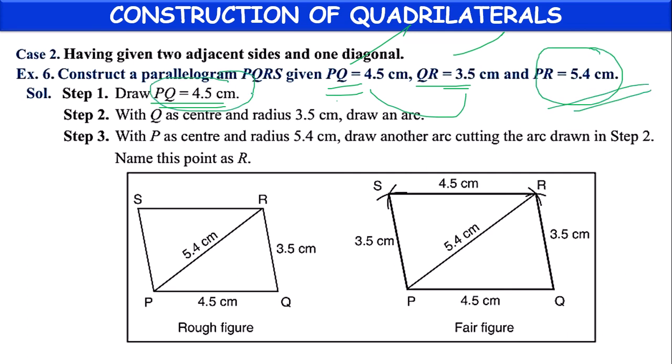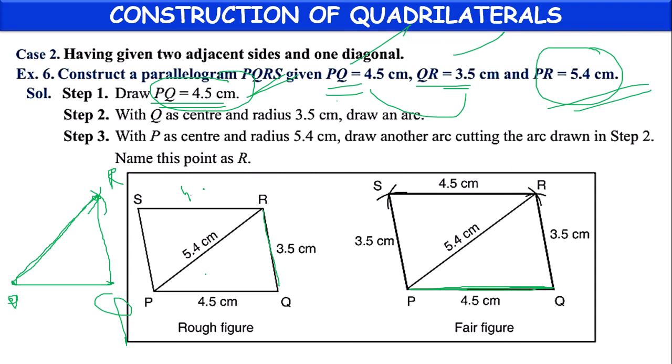Let's take one side as base, PQ 4.5 cm. This is PQ, which we have drawn. Now we know QR is 3.5 cm. From point Q with 3.5 cm radius, draw an arc. We also know PR is 5.4 cm. From point P with 5.4 cm, cut this arc. Let this point be R. Join QR, join PR.